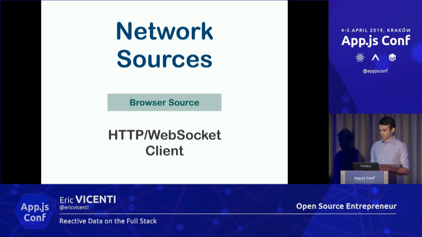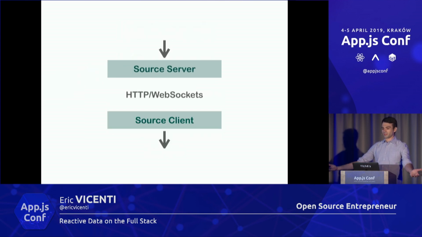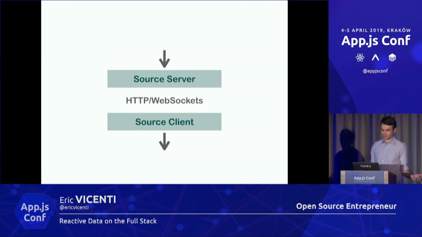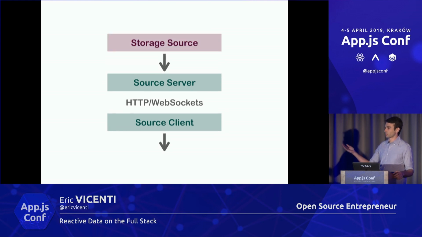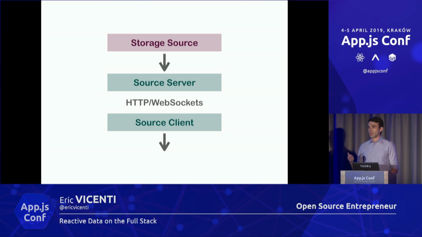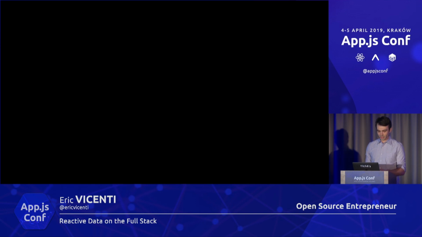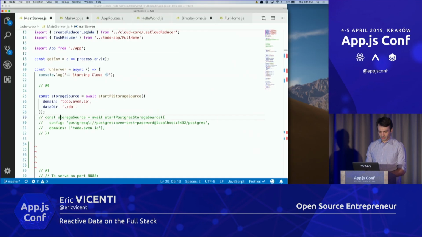We've got a lot of slides, but I think we're going to need to go into a little bit of code as well, right? So this is what our architecture looks like so far. We have a storage source, and we're passing it into a server, and then we're able to consume that same source from the client because we're proxying it over HTTP and WebSockets. All right. Let's jump into a little bit of code.